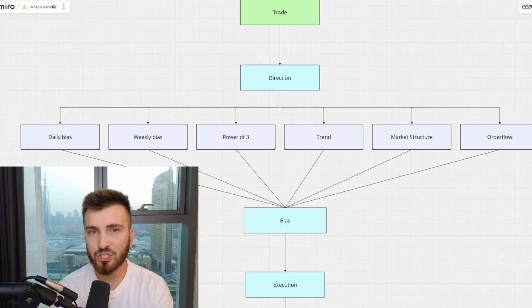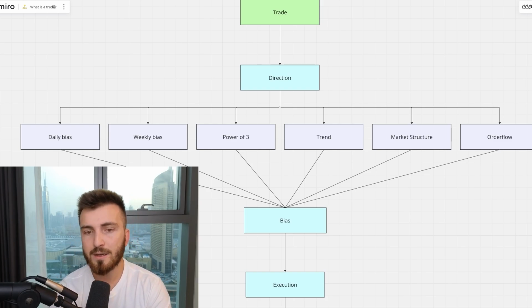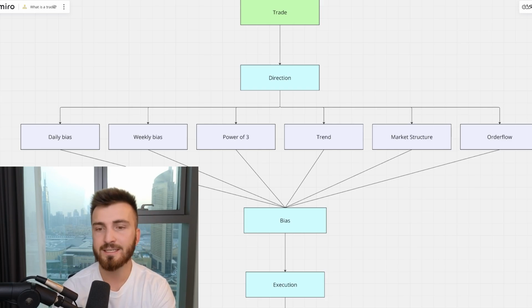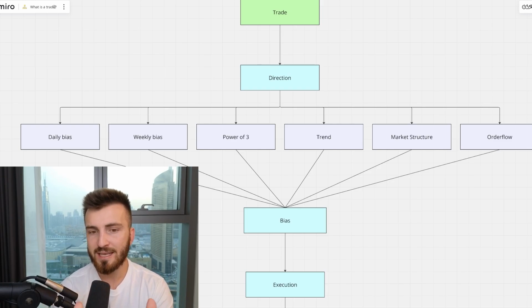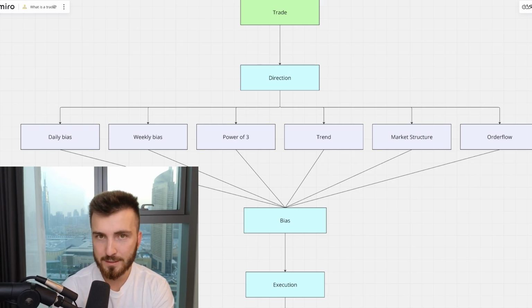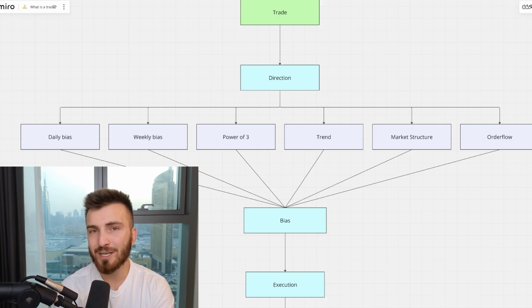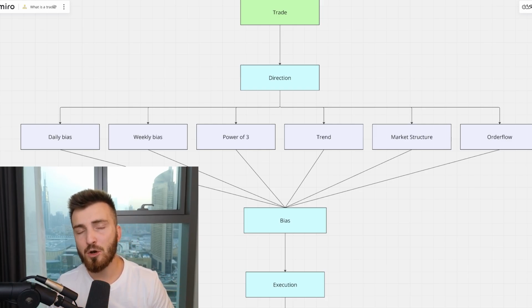So direction is understanding the daily bias, understanding the weekly bias, understanding the power of three, understanding what the trend is, understanding market structure, understanding order flow. Right? So it's all of these things combined that are going to give you a bias. And then this bias is what you will have to base yourself on when you are executing on whatever trade you want to execute on.